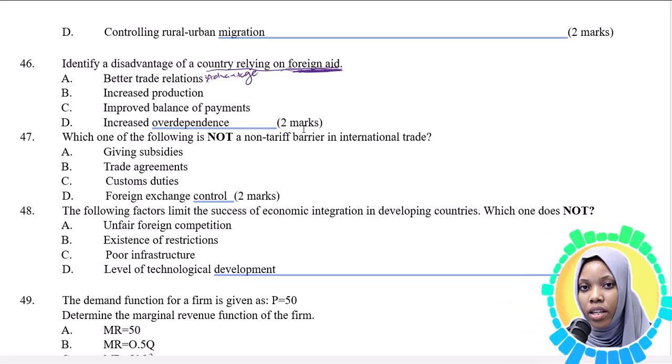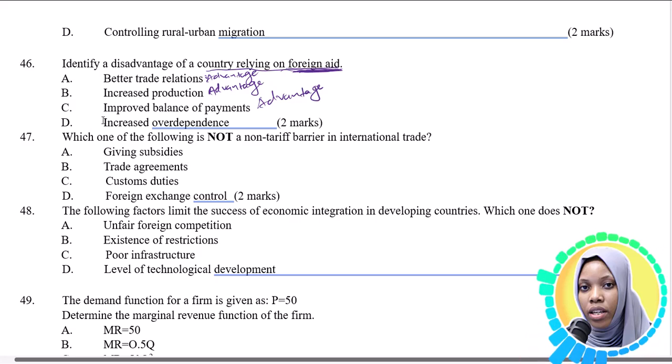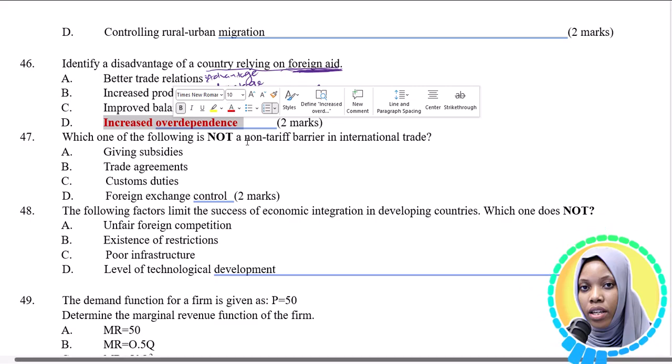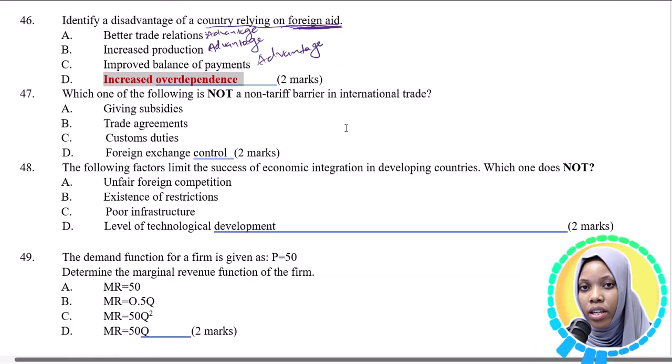Increase production due to relying on foreign aid. This is also an advantage. Improve balance of payment is good, so this is also an advantage. Choice D, increased overdependence. Yes, this is a disadvantage. You shouldn't depend too much on someone. You should at least be able to help yourself from time to time. Help should just come as a by the way.